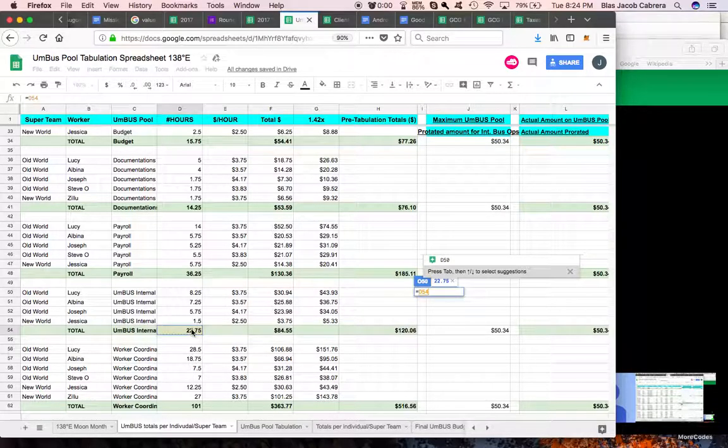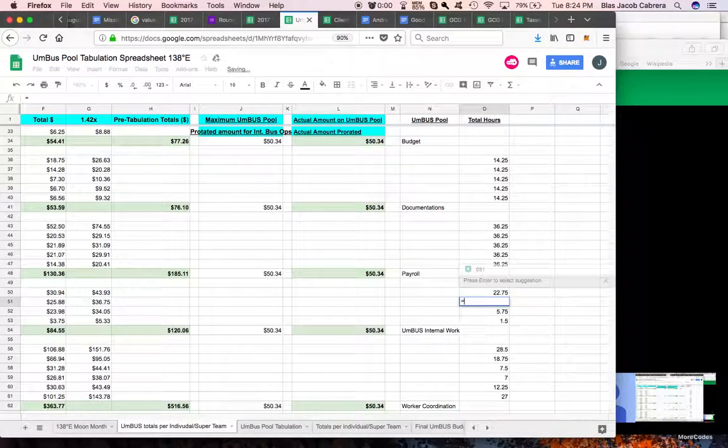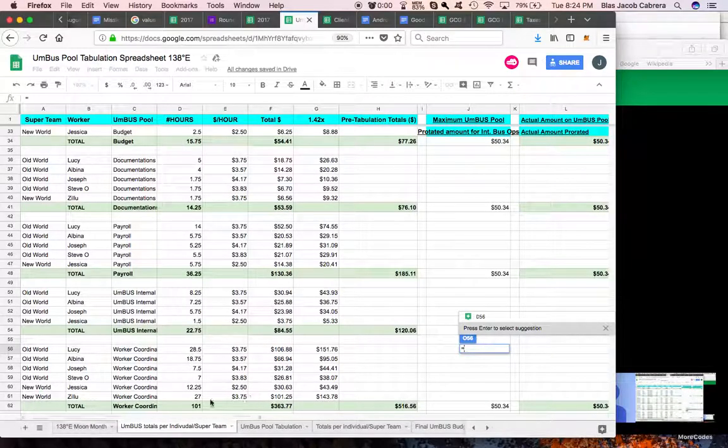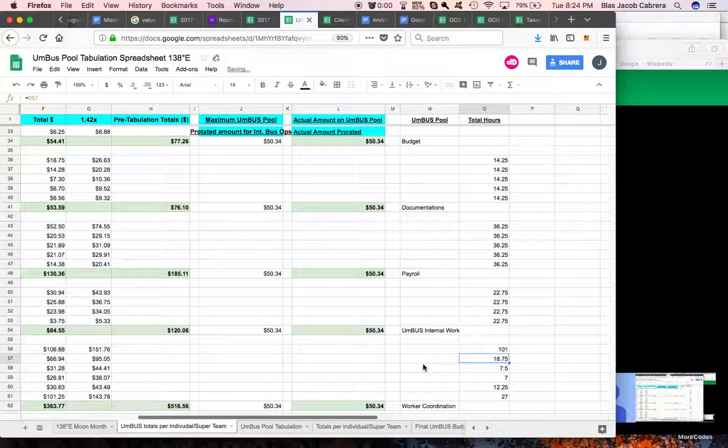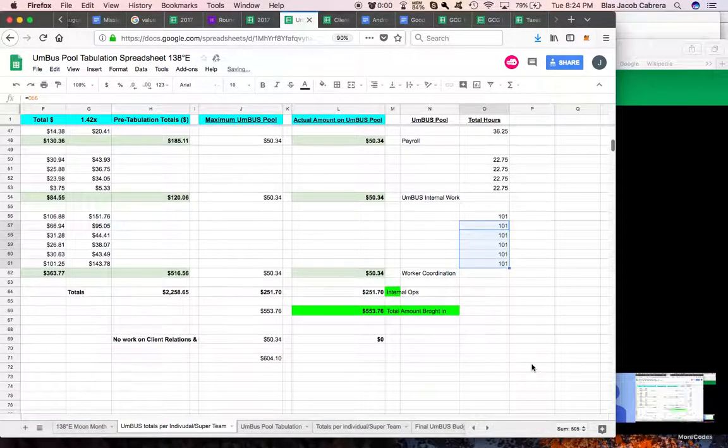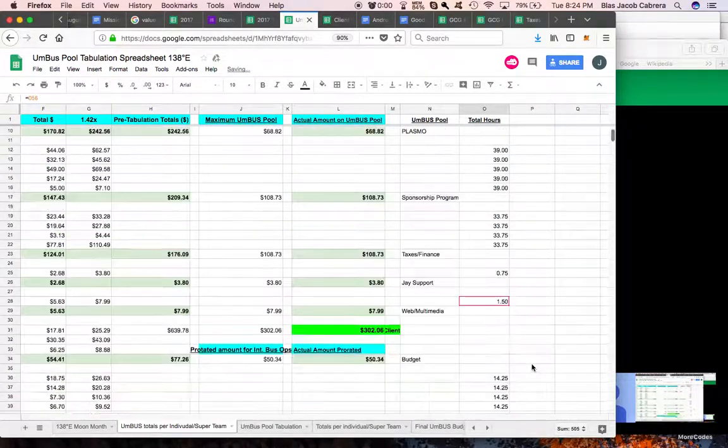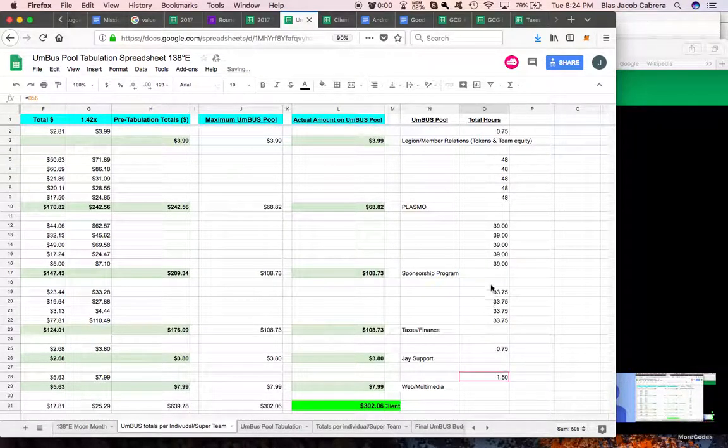UmBUS internal work is 22.75. And worker coordination is 101. We do more worker coordination than anything else, which makes a lot of sense because it's the hardest thing to do. Okay, so now that's correct. So now that has the total number of hours for each UmBUS pool.